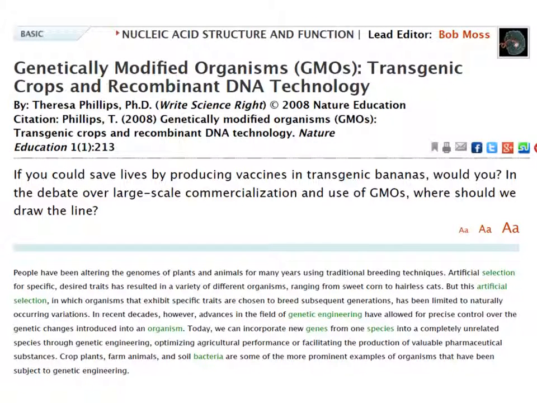So they're going to be reading an article out of Nature Education. And so the first thing that we want them to do is read the title, which is Genetically Modified Organisms, GMOs, Transgenic Crops, and Recombinant DNA Technology. So ask them what they know about GMOs and how they've heard about it before, and then have them read that subheading. If you could save lives by producing vaccines in transgenic bananas, would you? In the debate over large-scale commercialization and use of GMOs, where should we draw the line?